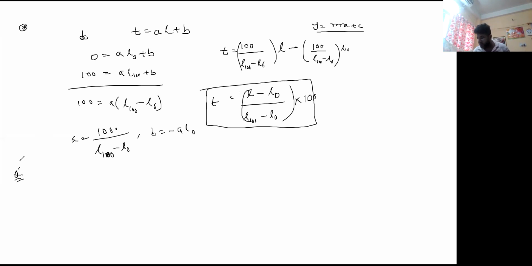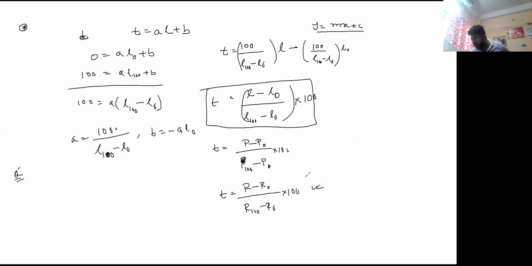I just want to show you one scale. A question is on a platinum resistance thermometer. In the same way, as the temperature depends on pressure linearly, you can write P minus P naught by P100 minus P naught into 100. That is my pressure thermometer. For resistance, we can use R minus R naught by R100 minus R naught into 100. That is my resistance thermometer.